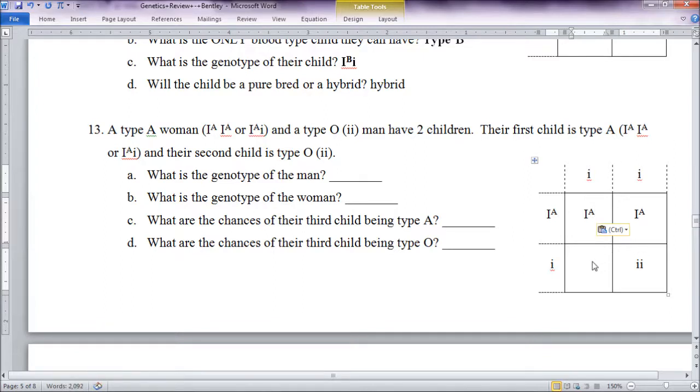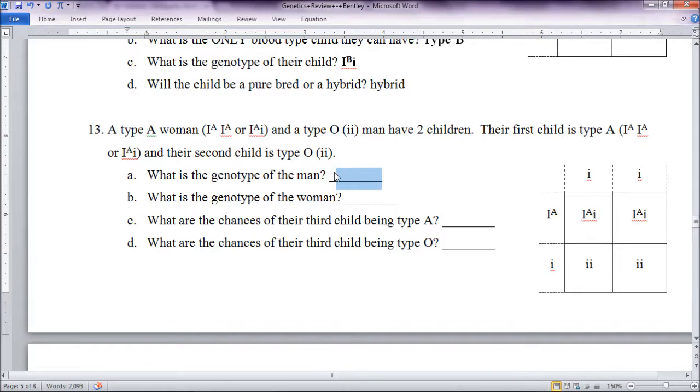So if we fill that out, it turns out that the people had a 50% chance of making a baby with type A, heterozygous, and a 50% chance of making a type O baby. So the man must have been ii, little i. The woman must have been heterozygous for type A.